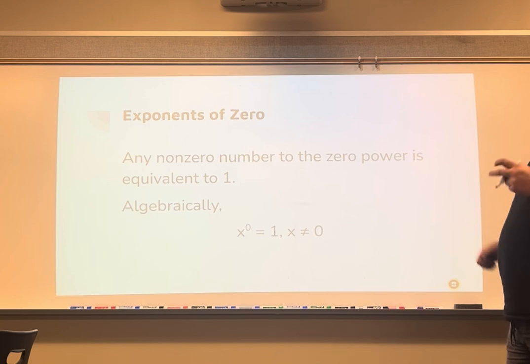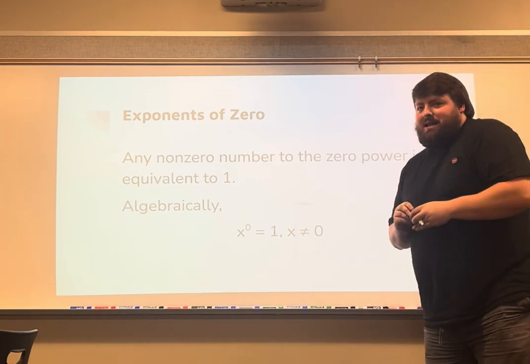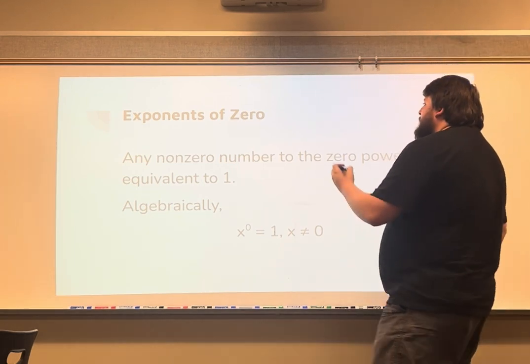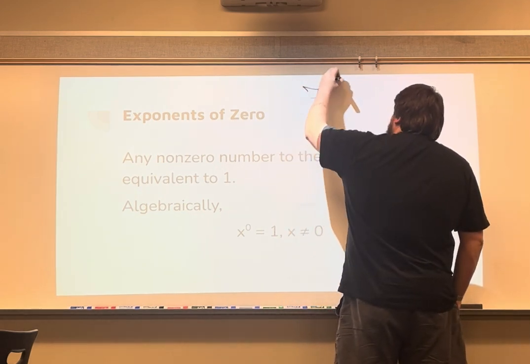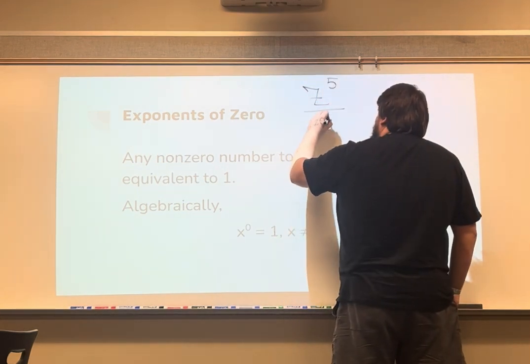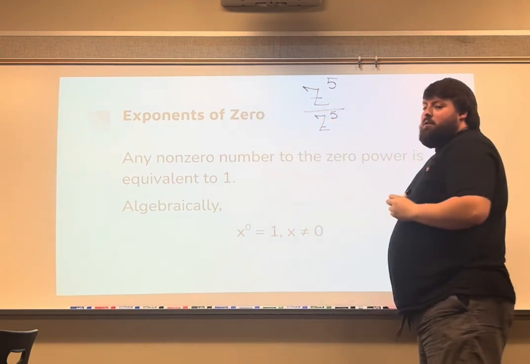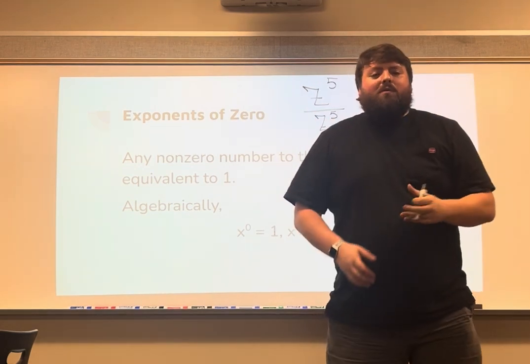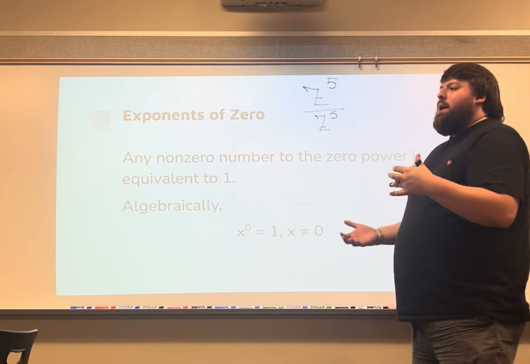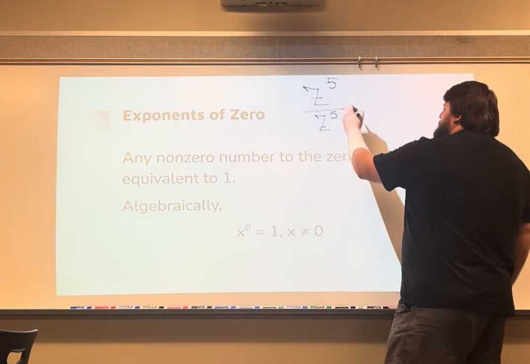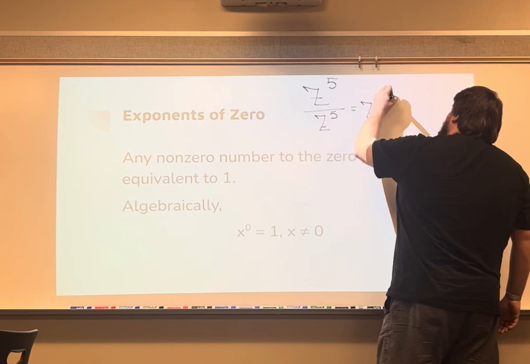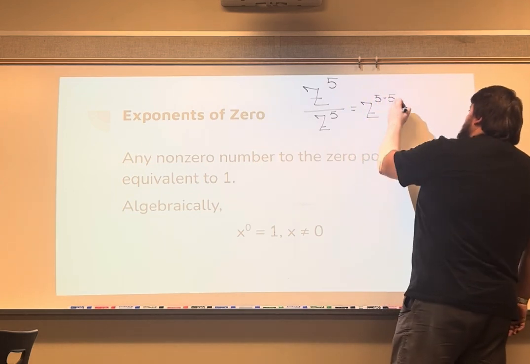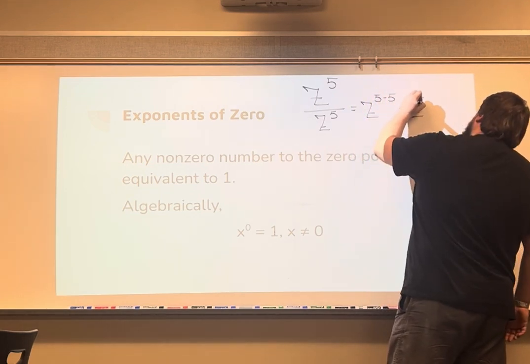So, let's think about this. Let's say hypothetically, I had z to the 5th over z to the 5th. If you remember from dividing monomials, since we have the same base here, we will subtract. So I'll get z to the 5 minus 5, that is equal to z to the 0.